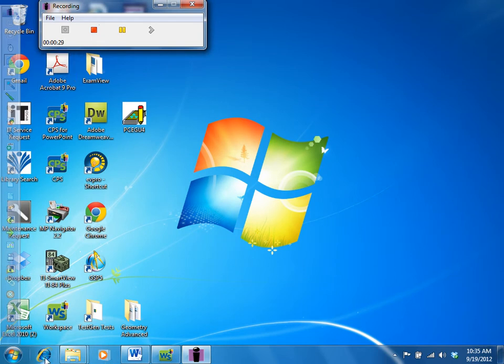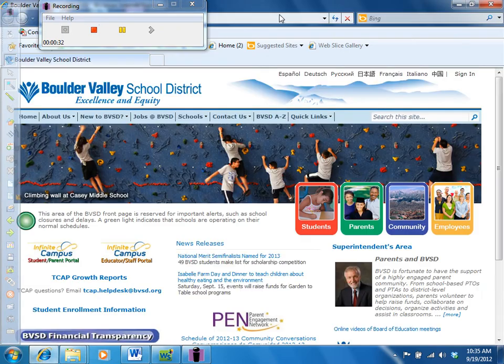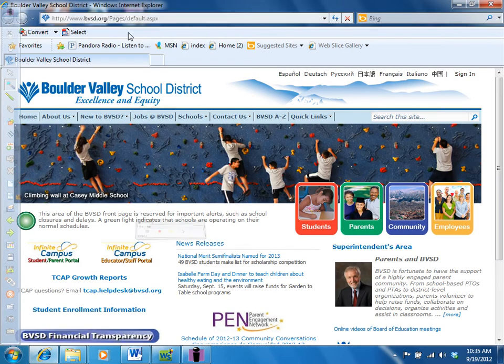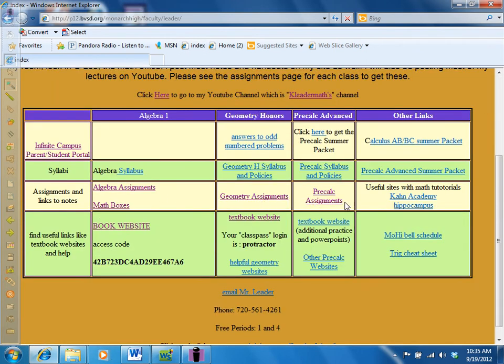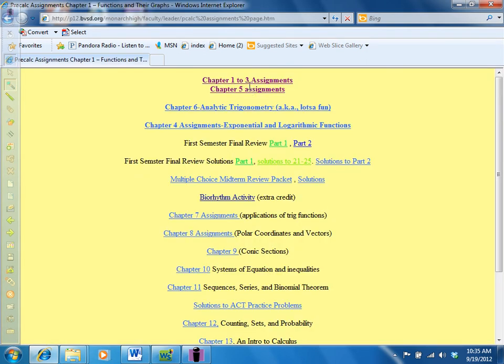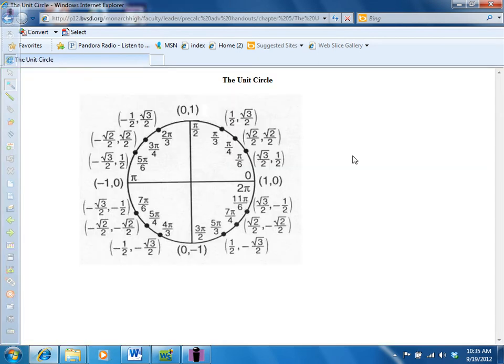That's on my website too, which is here. Pre-calc assignments, chapter 5, the unit circle. There it is, filled in for you. So you should have something that looks kind of like that. If you want to put where the sine is positive, cosine is positive, and all that kind of stuff, that would be helpful as well. But you should have something that looks like that. That's on my website, by the way.